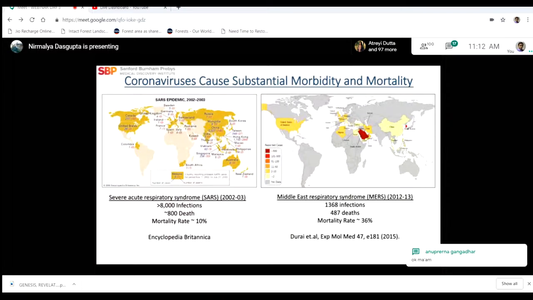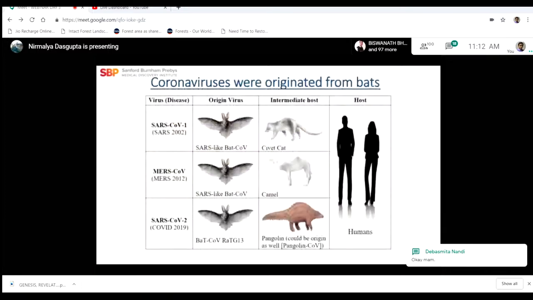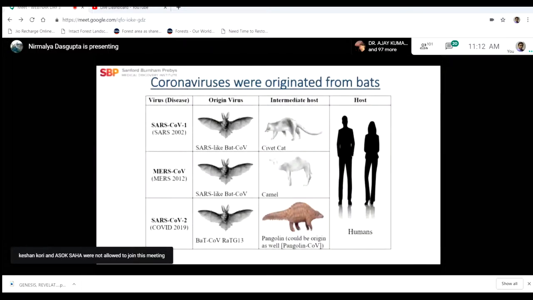So we have seen outbreaks from these three coronaviruses. Now, what is common among them? All three coronaviruses originated from bats. Maybe the intermediate host was different, but all originated from a bat coronavirus. So for SARS-CoV-1, it came through the civet cat. In Bengali, it's Bhamberal.